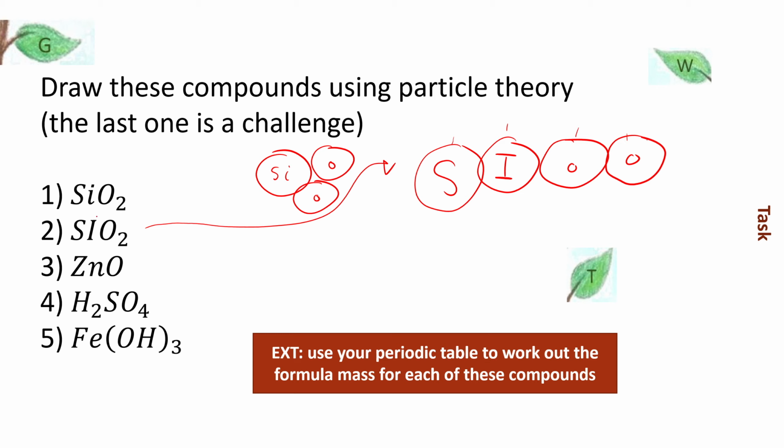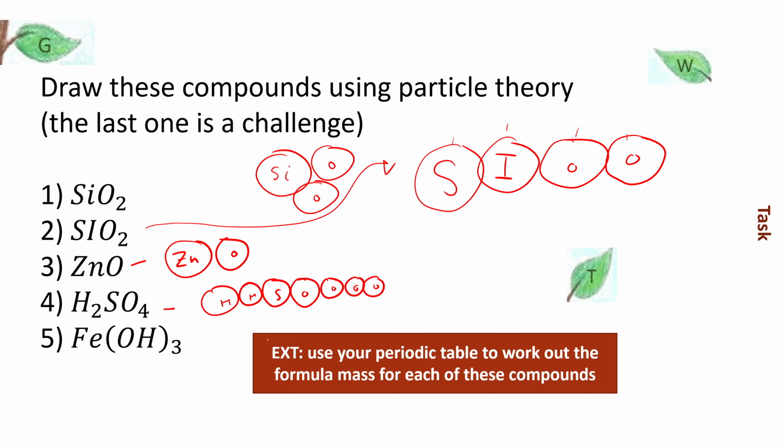Okay, let's do the answers now. Number 3: you've got 1 zinc atom attached to 1 oxygen atom. Number 4: you have got 2 hydrogens attached to a sulfur, and then attached to 1, 2, 3, 4 oxygen atoms.